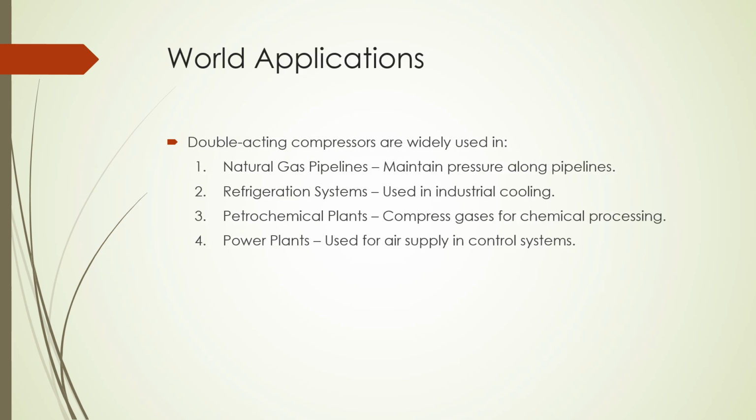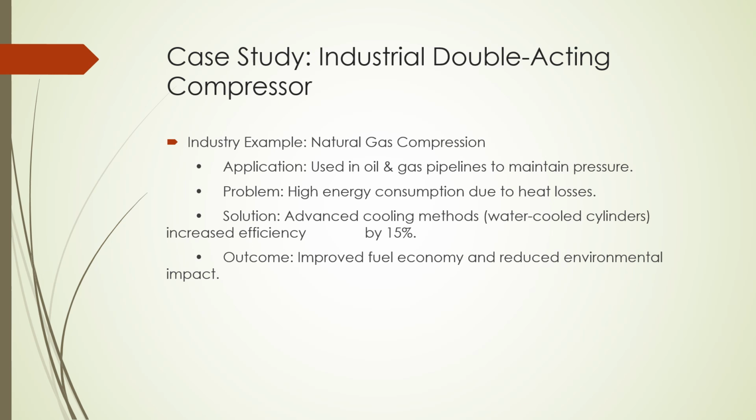Real world applications of double acting compressors: natural gas pipelines, refrigeration systems, petrochemical plants and power plants. A case study of an industrial double acting compressor, which is used in the industrial world. An example is the natural gas compression application. It is used in oil and gas pipelines to maintain pressure.